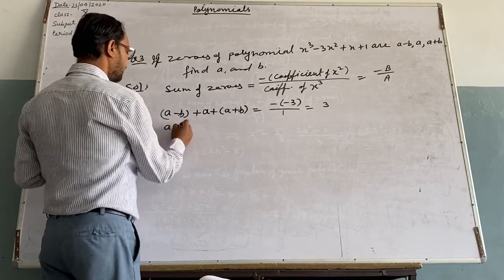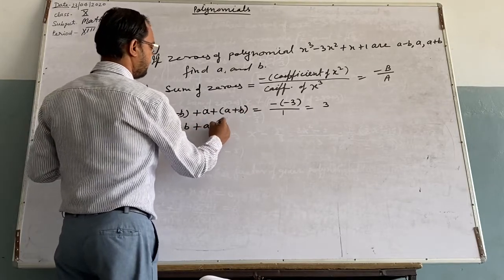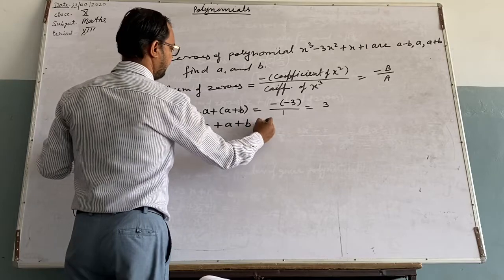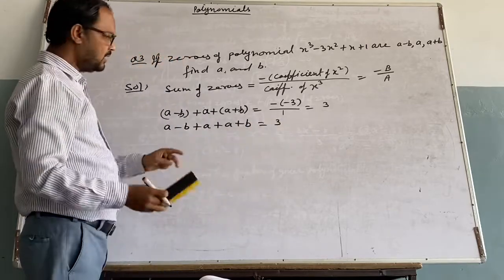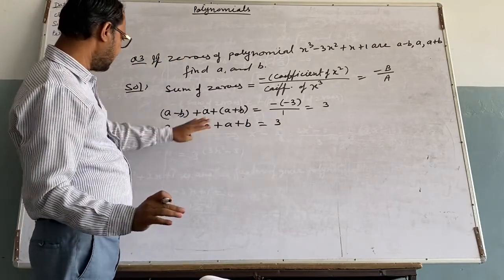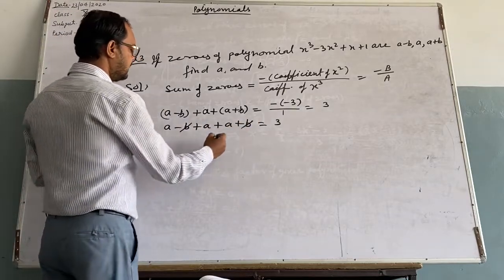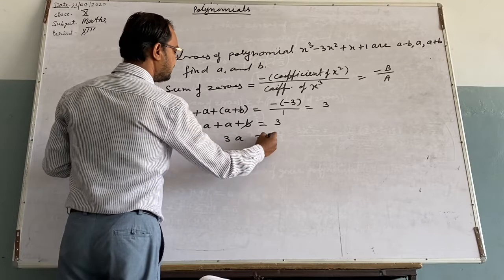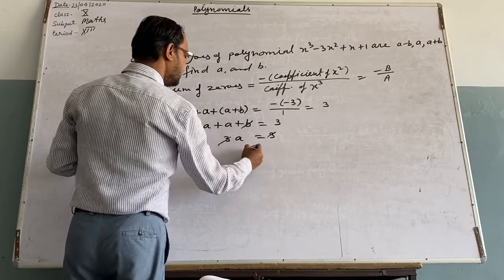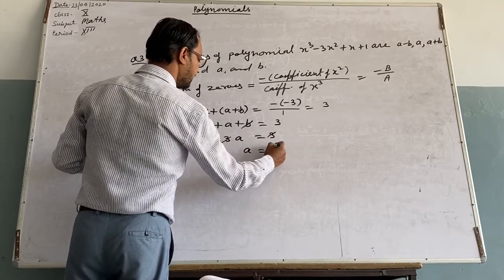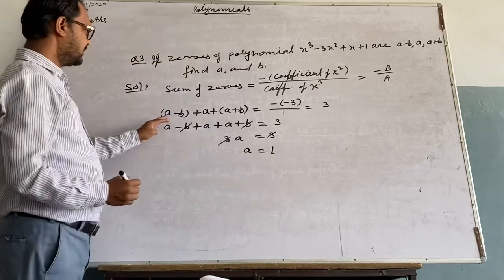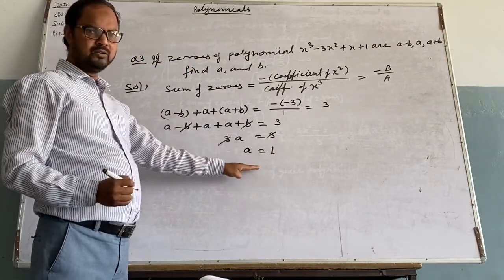Now first of all, open this bracket. Right? You can do it directly also because all these are plus. So now you can do it like this also. Minus B plus B cancelled out. A plus A plus A means 3A equal to 3. 3 cancelled by 3, you get A equal to 1. Sum of the zeros gives you A equal to 1.